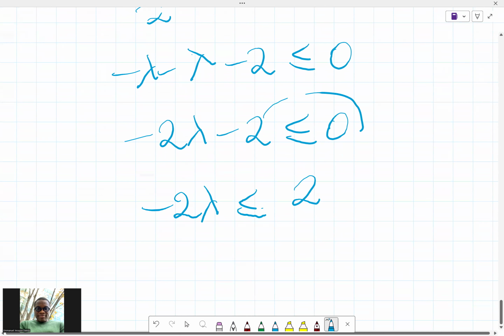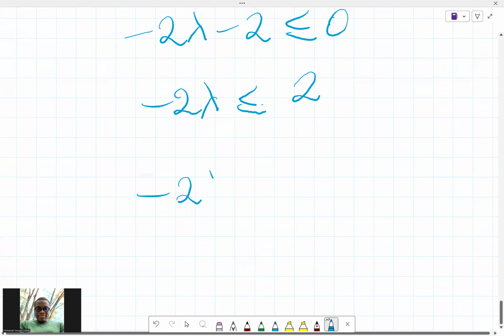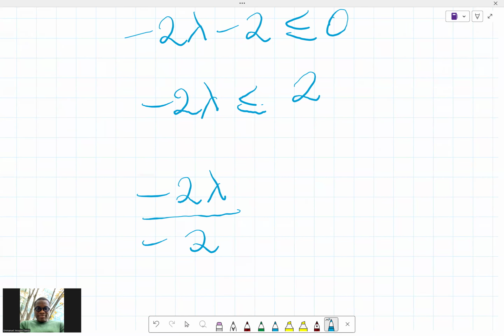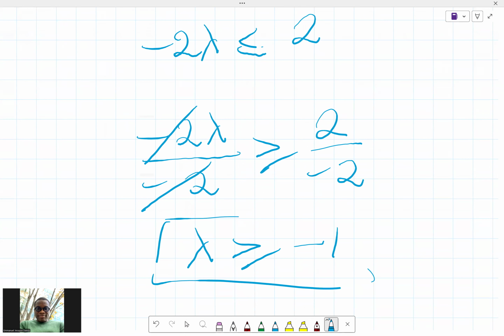That's if you transfer this 2 to the other side. And then we can divide through by minus 2, so minus 2 lambda divided by minus 2. Now, when you divide by a negative value, the sign has to change. So this becomes greater than or equal to 2 over minus 2, so this cancels out, and lambda is greater than or equal to minus 1. So lambda has to be greater than or equal to minus 1.